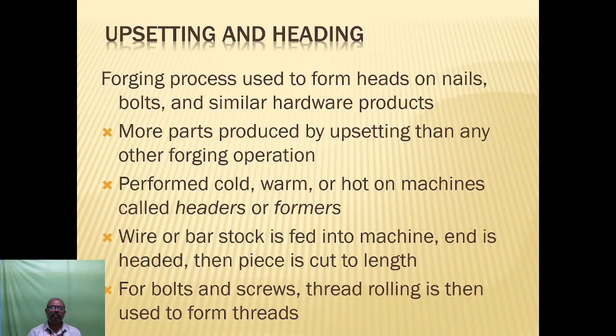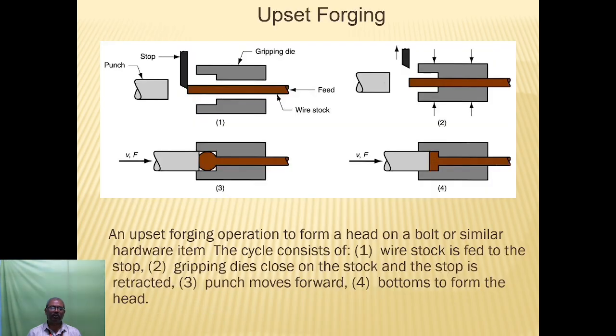Upsetting and heading. The forging process used to form heads on nails, bolts and similar hardware products. More parts are produced by upsetting than any other forging operation. It is performed cold, warm or hot on machines called headers or formers. Wire or bar stock is fed into the machine, the end is heated, then the piece is cut to length. For bolts and screws, thread rolling is then used to form threads on the bolts and screws.